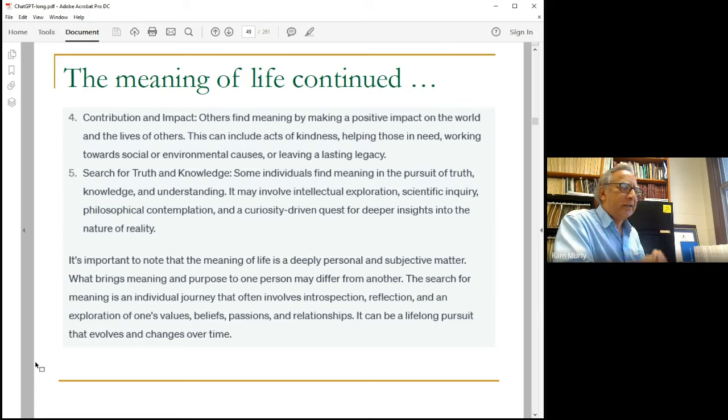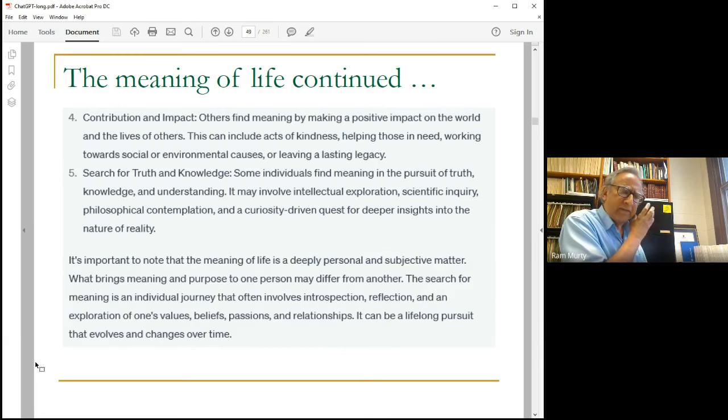And finally, a disclaimer. It is important to note that the meaning of life is deeply personal and subject to individual perspective. What brings meaning and purpose to one person may differ to another. Search for meaning is an individual journey, involves introspection, reflection, and exploration of one's values, beliefs, passions, and relationships. It can be a lifelong pursuit that evolves and changes over time.